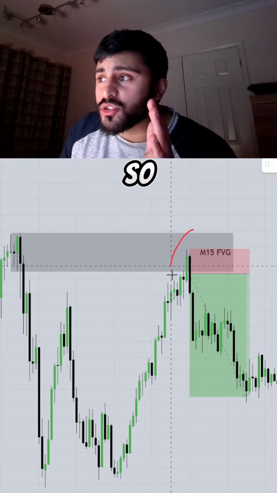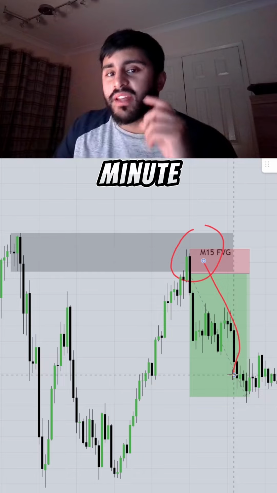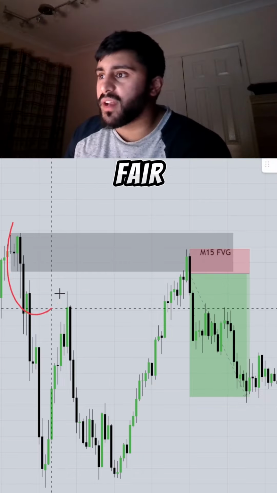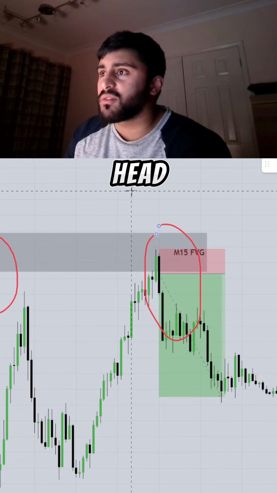You can catch reversals so easily like this if you simply understand ICT order flow with 15-minute fair value gaps. So step number one of this model is that you must have a 15-minute fair value gap. You see over here on the 15-minute fair value gap, we had a nice rejection over here. Now let's head down to the 1-minute time frame.